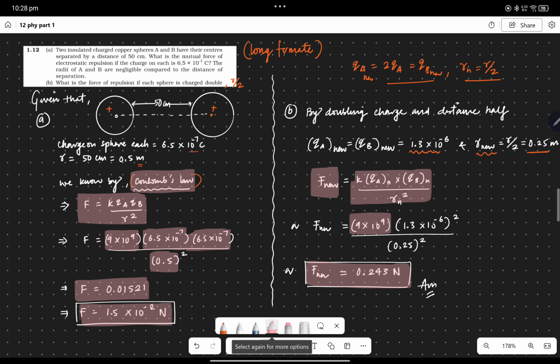Okay, so this is a very simple and very typical Coulomb's law question where you have to find the force, and you are going to get so many questions like this. So keep remembering the format, that is how you have to solve it. Okay.